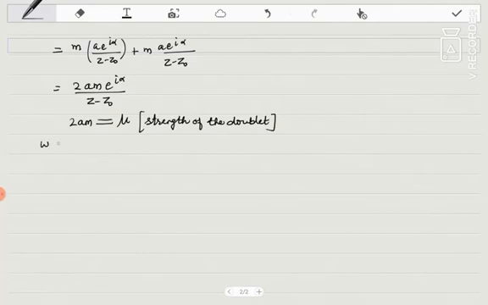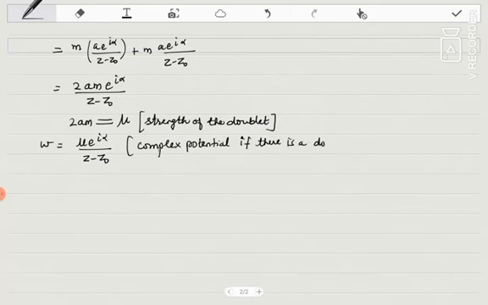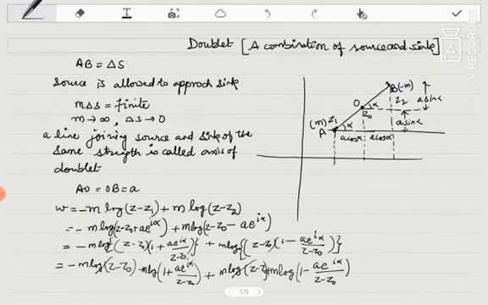So we get W is equal to mu e raised to the power i alpha upon z minus z0. So this is the complex potential if there is a doublet at z0 inclined at angle alpha. Look at the previous figure again, this will be called the doublet at z0.